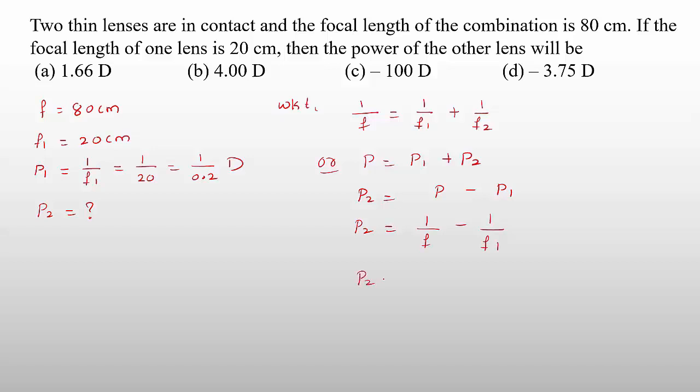Now substitute the values. 1 divided by 80 minus 1 divided by F1, which is 20. Calculate these values. We will get P2 equal to minus 0.0375. Here it is in terms of centimeter, so convert into meter. So we will get P2 equal to minus 3.75 diopter. So the power of the other lens is 3.75 diopter. That is option D is right.